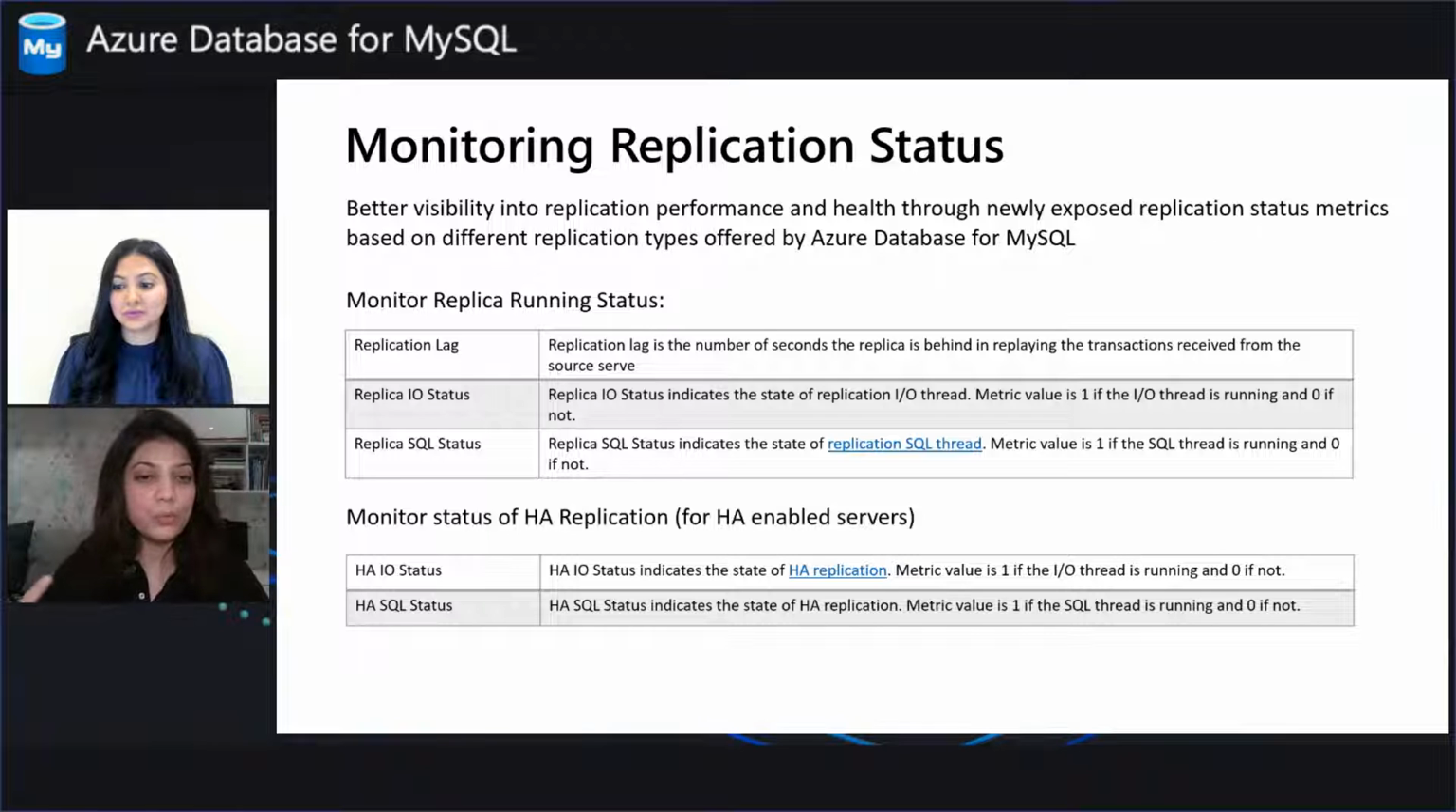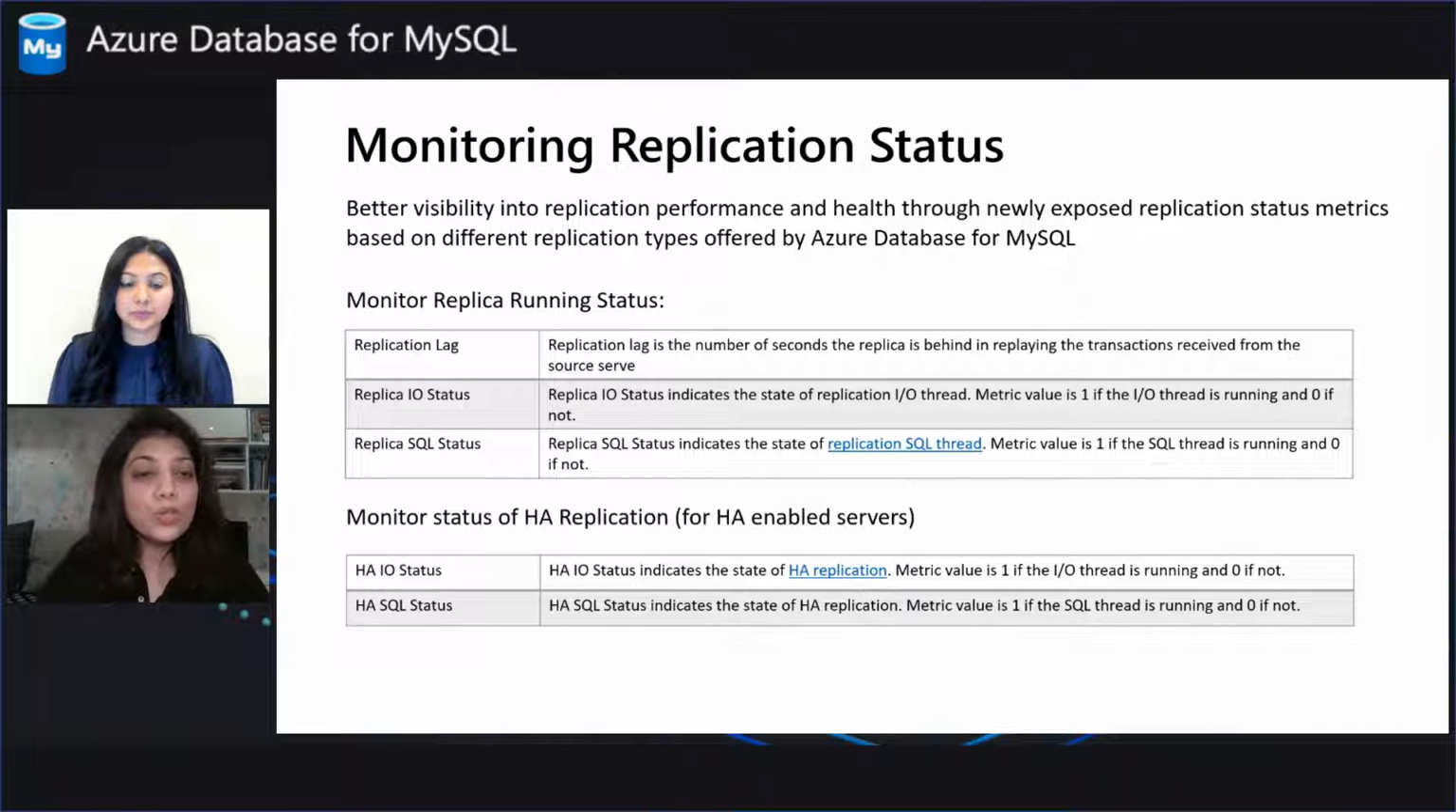So first and foremost is replica running status metrics. Whenever you provision a read replica, you will be able to monitor the performance and health of your read replica through three metrics. One is the replication lag, which will help you understand by how many seconds your replica is behind the source server. Second is the replica IO status and replica SQL status, which will tell you whether the replica is healthy or not, whether it is running or not, and it is represented by the binary number 1 or 0.